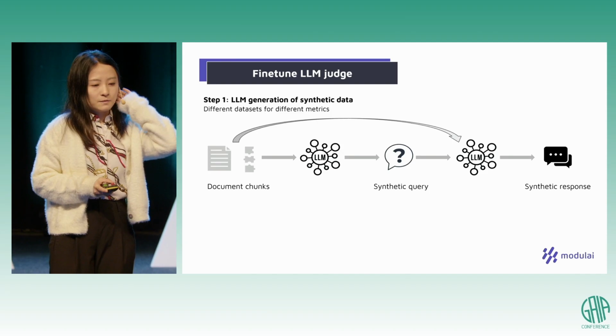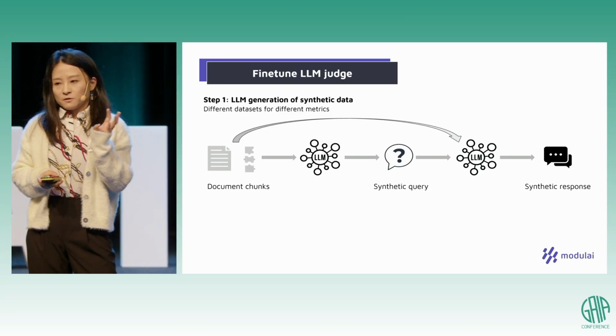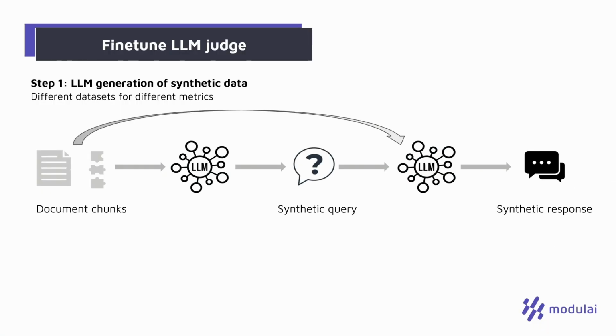And here's how it works. We start from document chunks that can be retrieved by your RAG system. And then we ask the LLM to generate synthetic queries. So basically, we ask the LLM to give us relevant or interesting questions that can be derived from the document. And then we use the LLM to generate a synthetic response, given the synthetic query and document chunks.